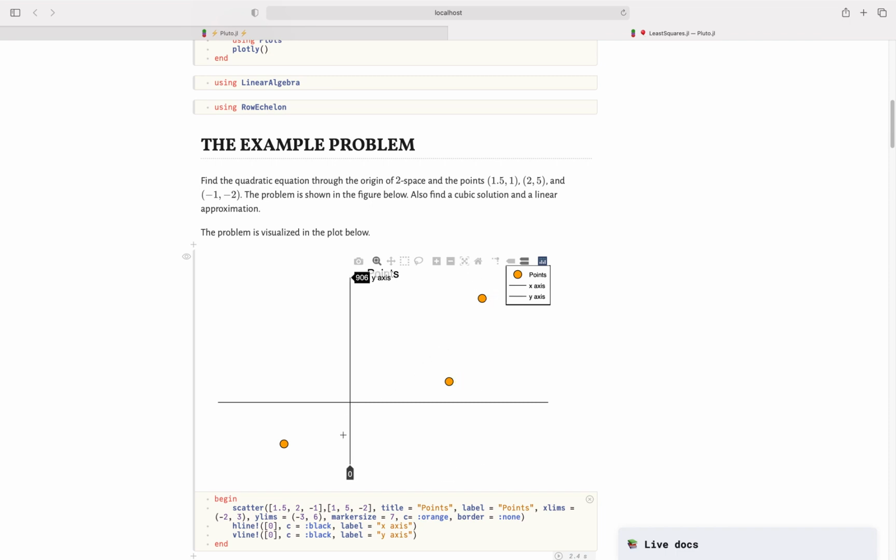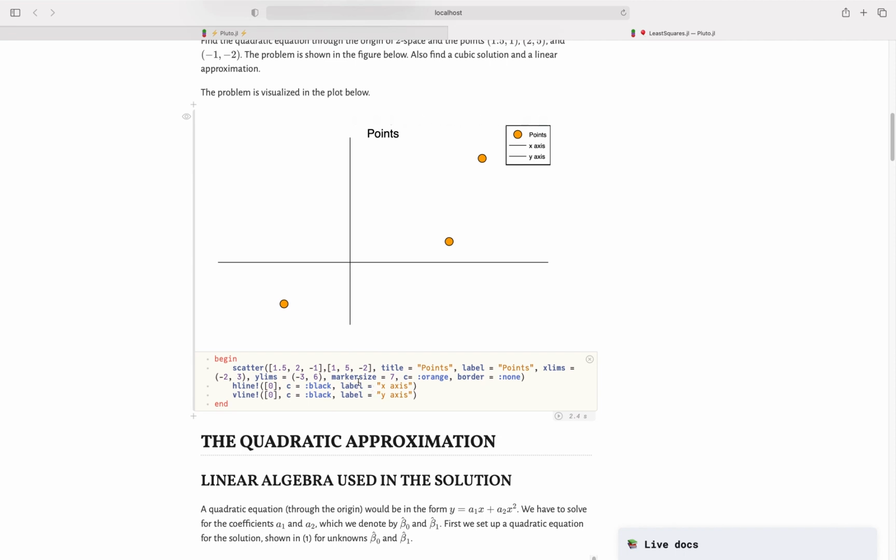That's what a quadratic equation is, an order 2 polynomial that goes through these 3 points and the origin. So I'm not going to have a y-intercept. My y-intercept is going to be 0. And you can see the code there in case you're interested in how I generated this neat plot.